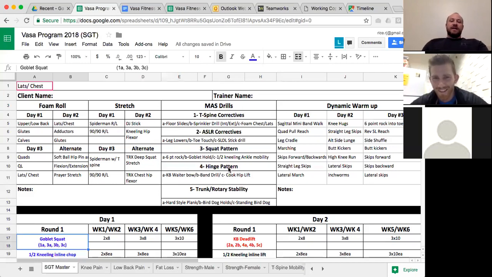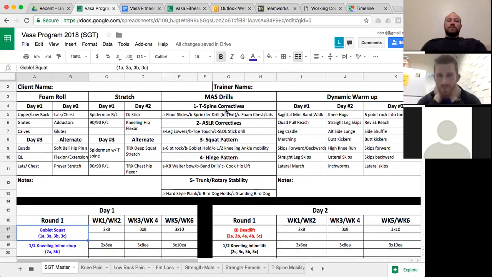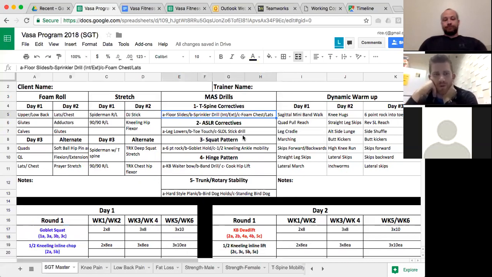So with that being said, you can see, once again, like he said, we're working mobility, activation, stability, but these are based off of movement patterns we are trying to correct, right? So if I've got a T-spine mobility issue, well, these are going to be the things that you need to do for your T-spine mobility, right? Same with ASLR, squat pattern, hip pattern. Do you want to use the round 1 goblet squat as an example of how these are such a great idea? Correlated, yeah.